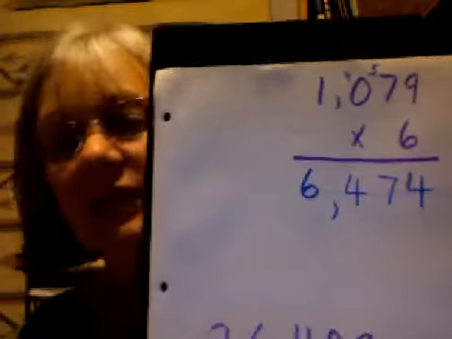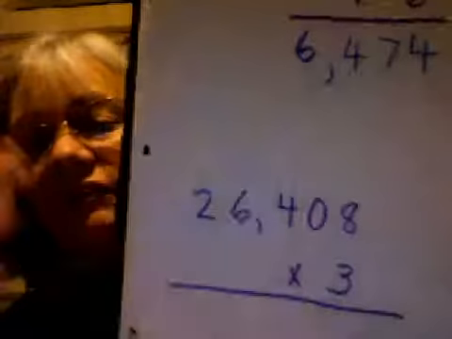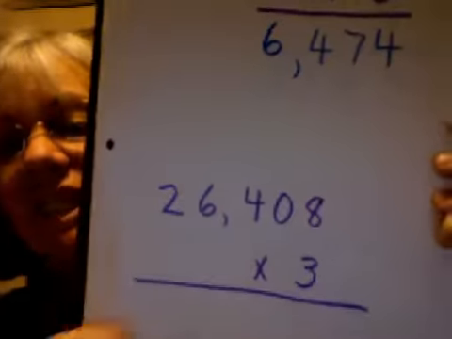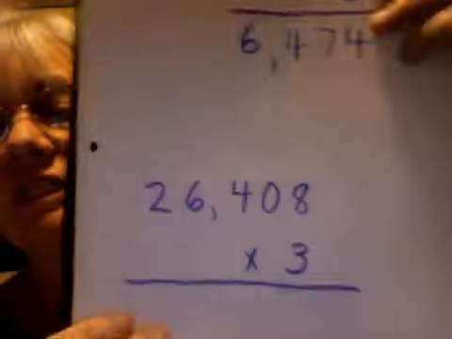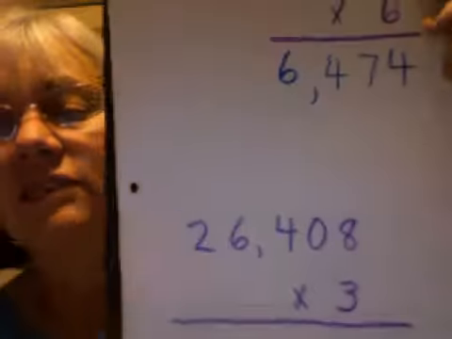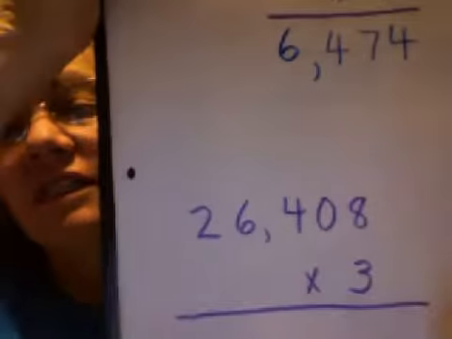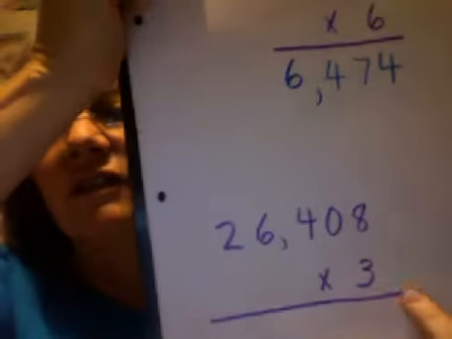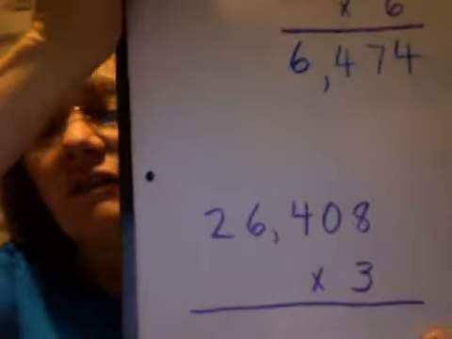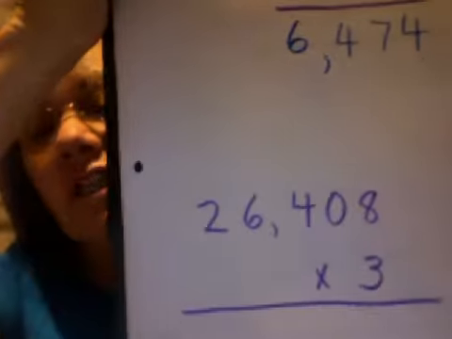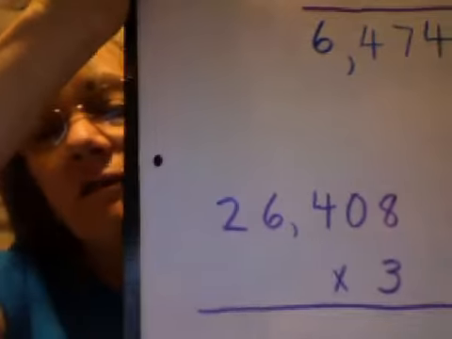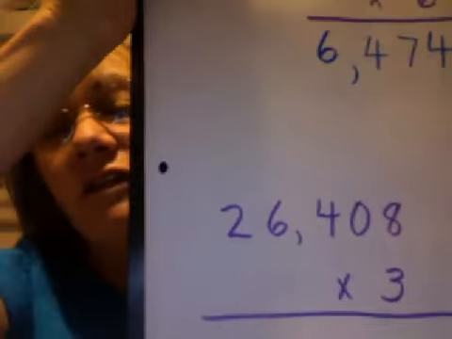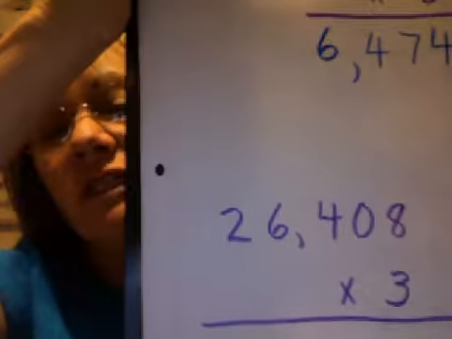Okay, our last example is an even larger number, 26,408 multiplied by 3. We start with the ones. 3 groups of 8 are 24. I've started you off. Stop the video now. Finish this problem, and I'll work through it with you in just a moment.